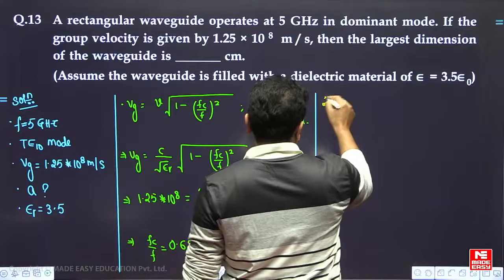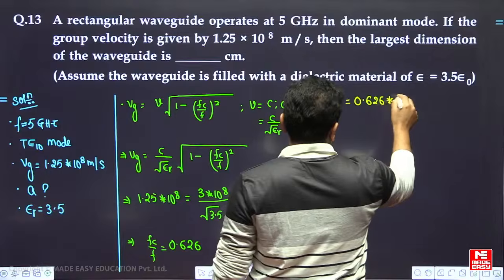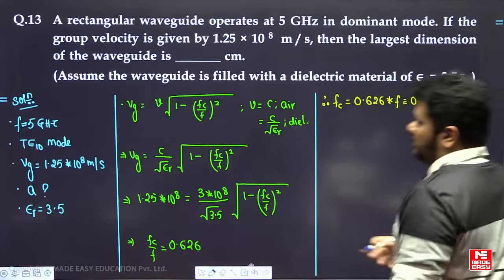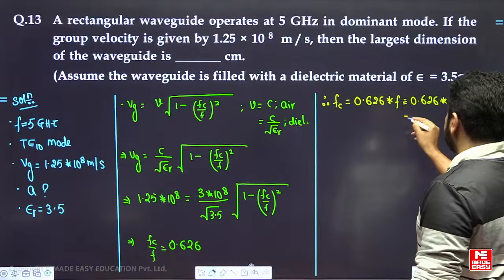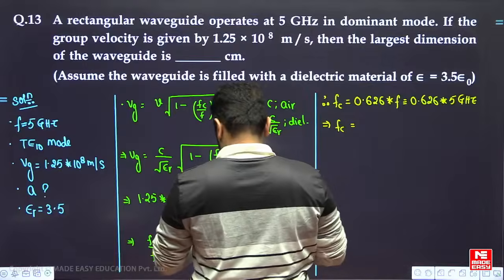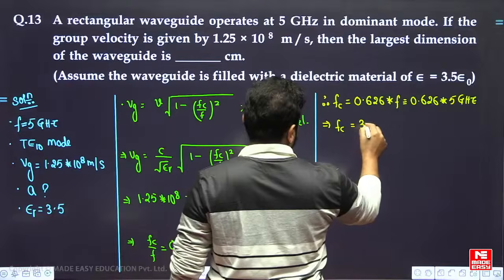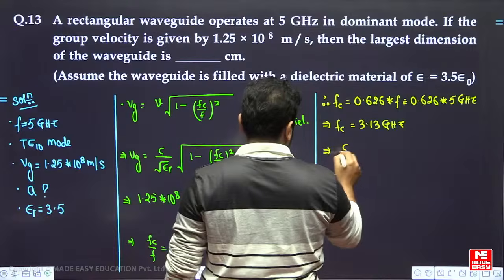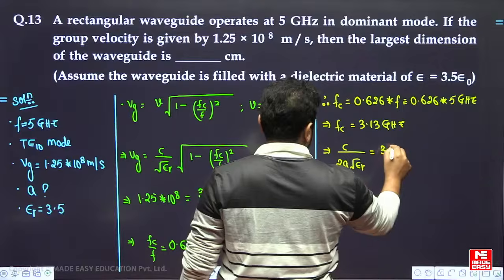So what is the cutoff frequency? It will become 0.626 into the operating frequency. The operating frequency is how much? 5 gigahertz. So the cutoff frequency is 0.626 into 5, which is 3.13 gigahertz, right? Now dominant mode means what? Fc is C upon 2a root under epsilon r. This is equal to 3.13 gigahertz.